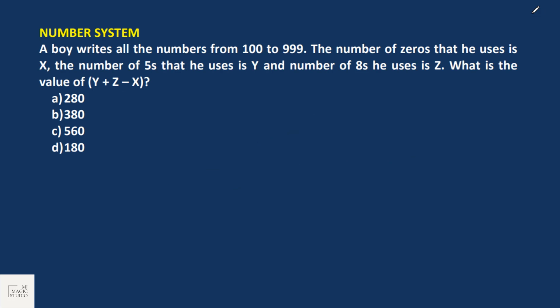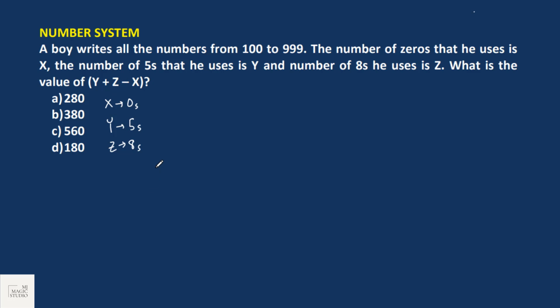One more from number counting, number system, give it a try. A boy writes all the numbers from 100 to 999. The number of zeros that he uses is x. The number of fives that he uses is y. And the number of eights that he uses is z. Then what is the value of y plus z minus x?